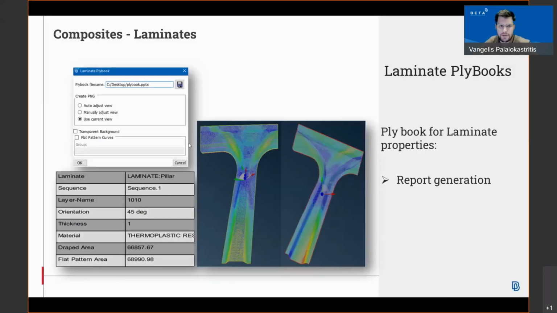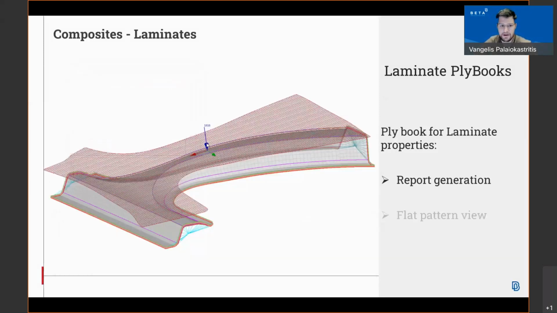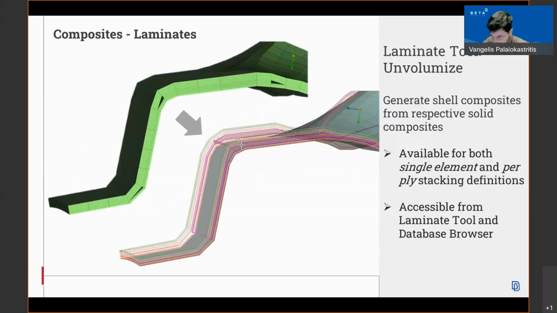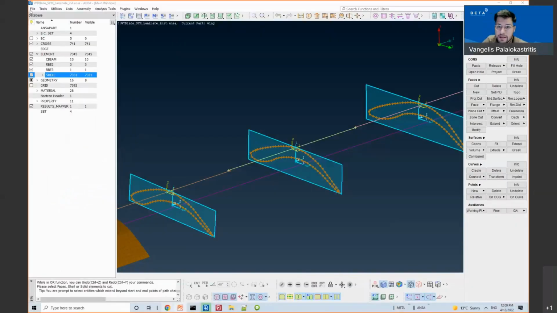The playbook generation is now available for laminate properties. Through the laminate tool, a PowerPoint report with the playbook of the laminate property can be generated. And additionally, the option to create and output the flat pattern curves in IGS format is available. Let's see that also.